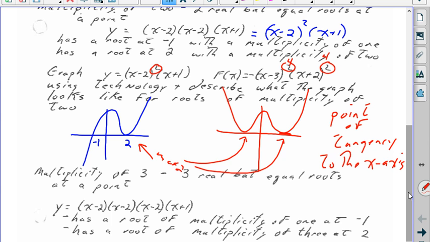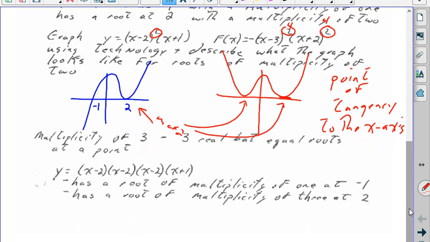What you have there is anytime you have an even multiplicity, you're going to have a point of tangency on the x-axis. So a multiplicity of 2, 4, 6, 8, 10, they're all going to look similar, and that turning point is going to fall on the x-axis.